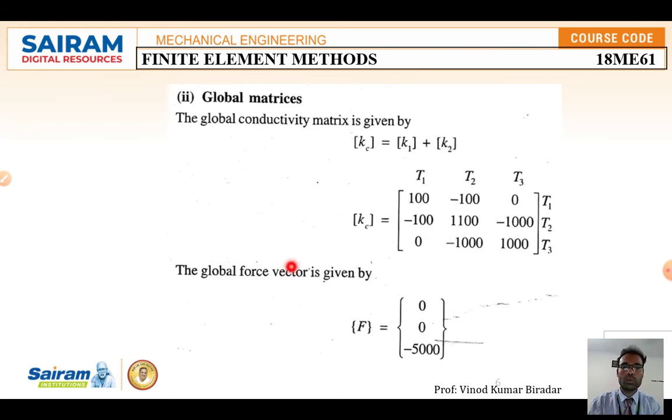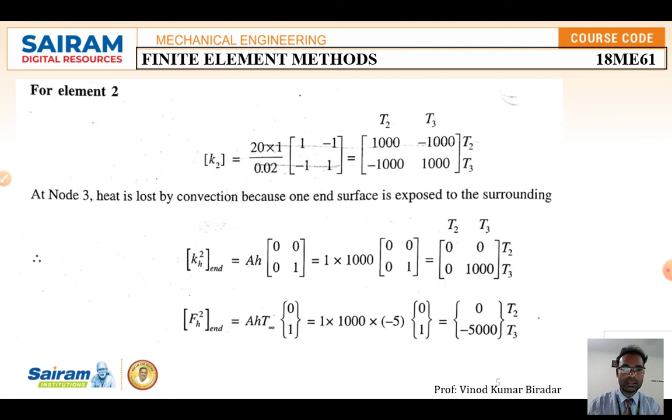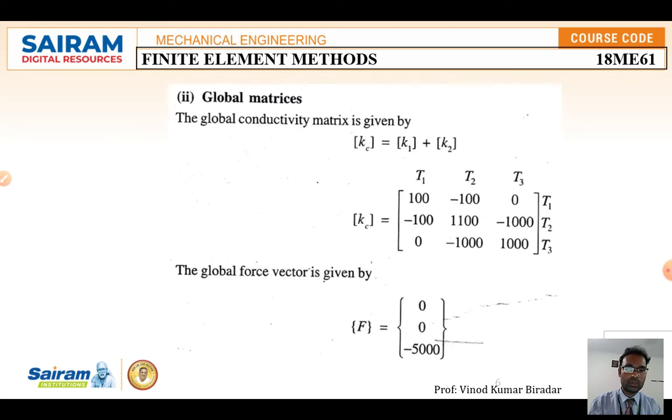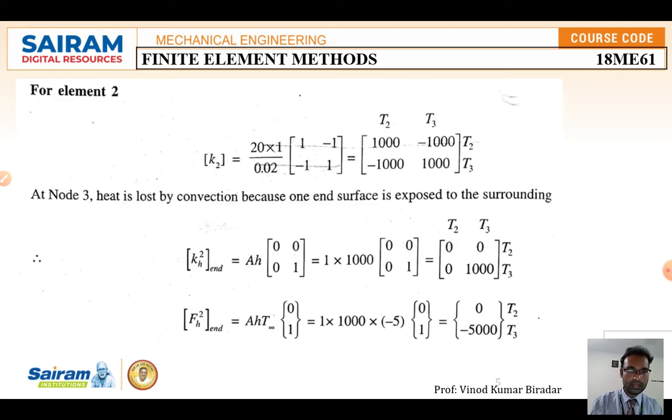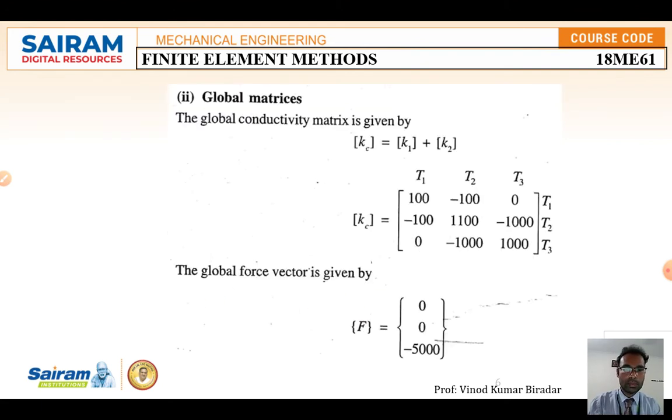Now the global force vector, the global load vector. For T2, 1000 minus 5000, and T3 is there. This is a 2 by 2 matrix and this is a 1 by 2 matrix. If you add these two, you get the global force vector F equal to -5000.